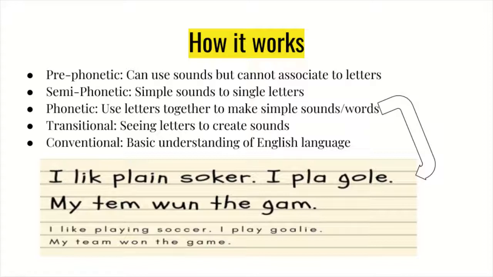How invented spelling works. There are 5 different stages of invented spelling. The first stage is prephonetic, where students can use sounds but cannot associate them to letters. The second is semiphonetic, where students use simple sounds to single letters. The third is phonetic, where students use letters together to make simple sounds or words. The fourth is transitional, seeing letters to create sounds. And last but not least, conventional, a basic understanding of the English language.